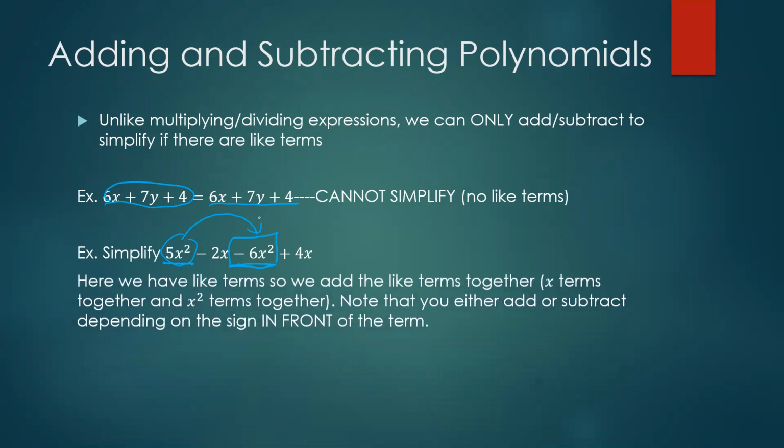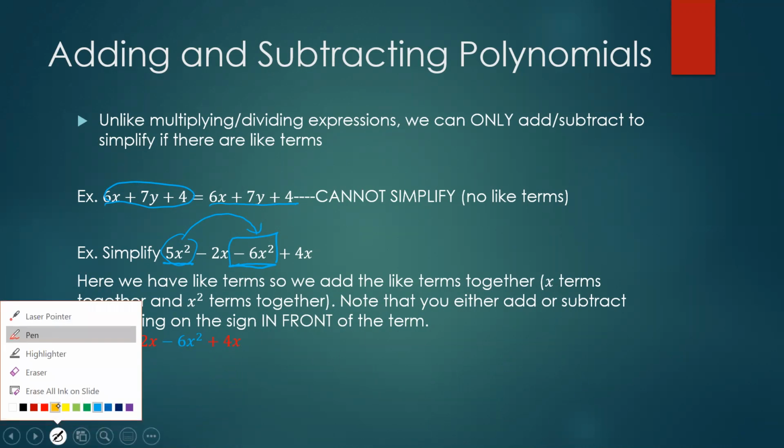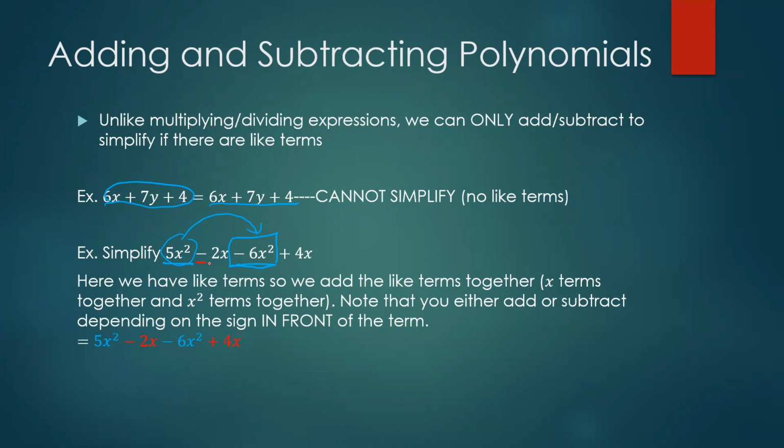That means I'm going to simply rewrite it so that they are next to each other. I have them highlighted in blue here. You can see that those two are like terms. And then I have negative 2x and positive 4x right there. Those two are like terms. So I'm going to make sure that I highlight them in the same color to emphasize that I'm going to be adding them up together. And again, it's the sign in front that will tell you whether you add or subtract.